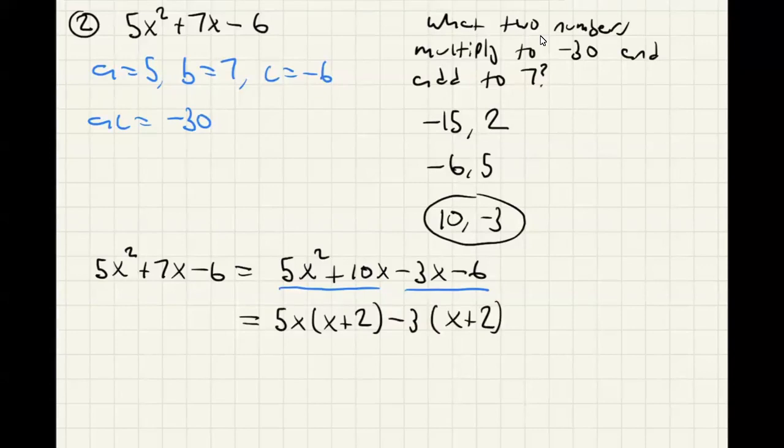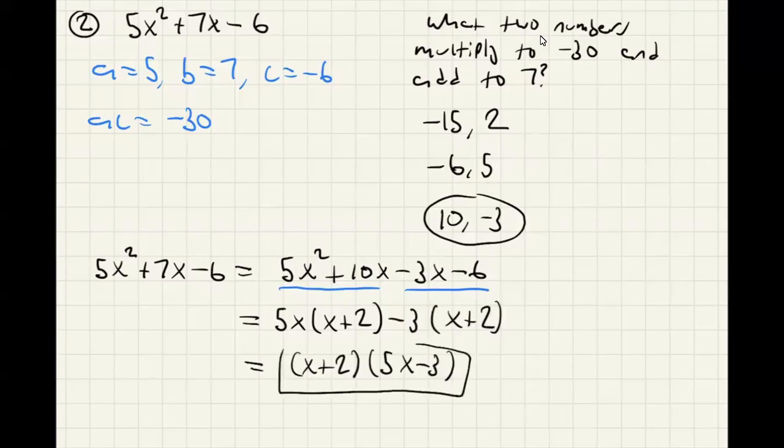And now these two terms have an x plus 2 in common, so we can factor out x plus 2. And we're left behind with 5x minus 3. So this is what it would be factored.